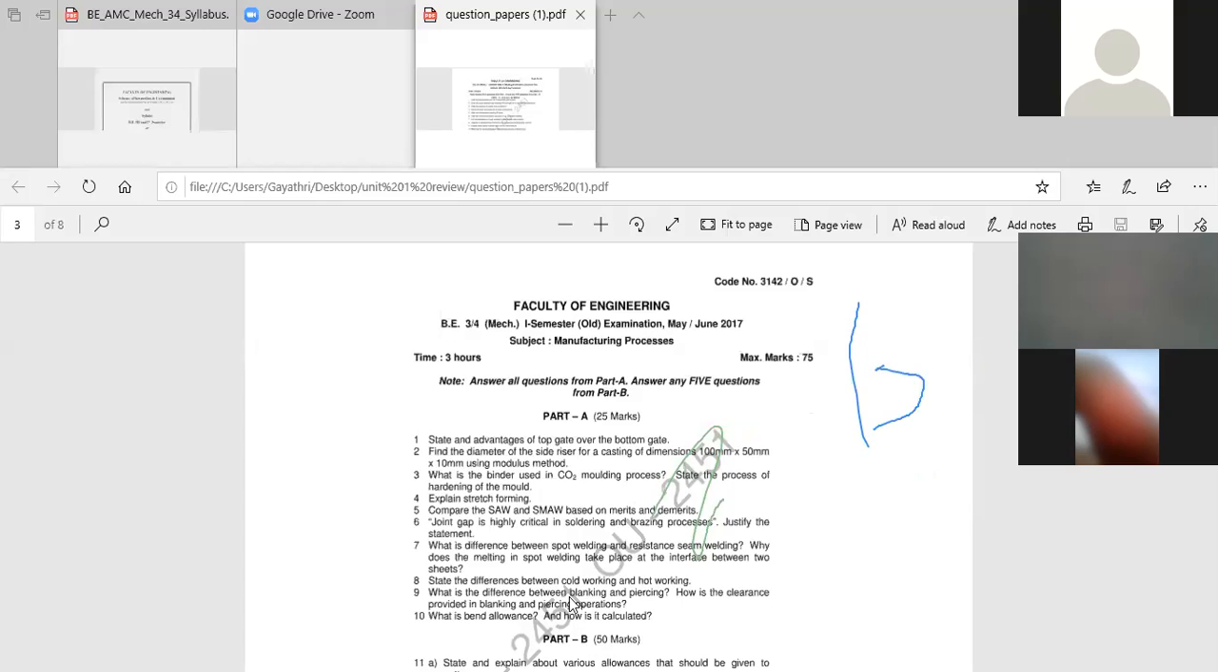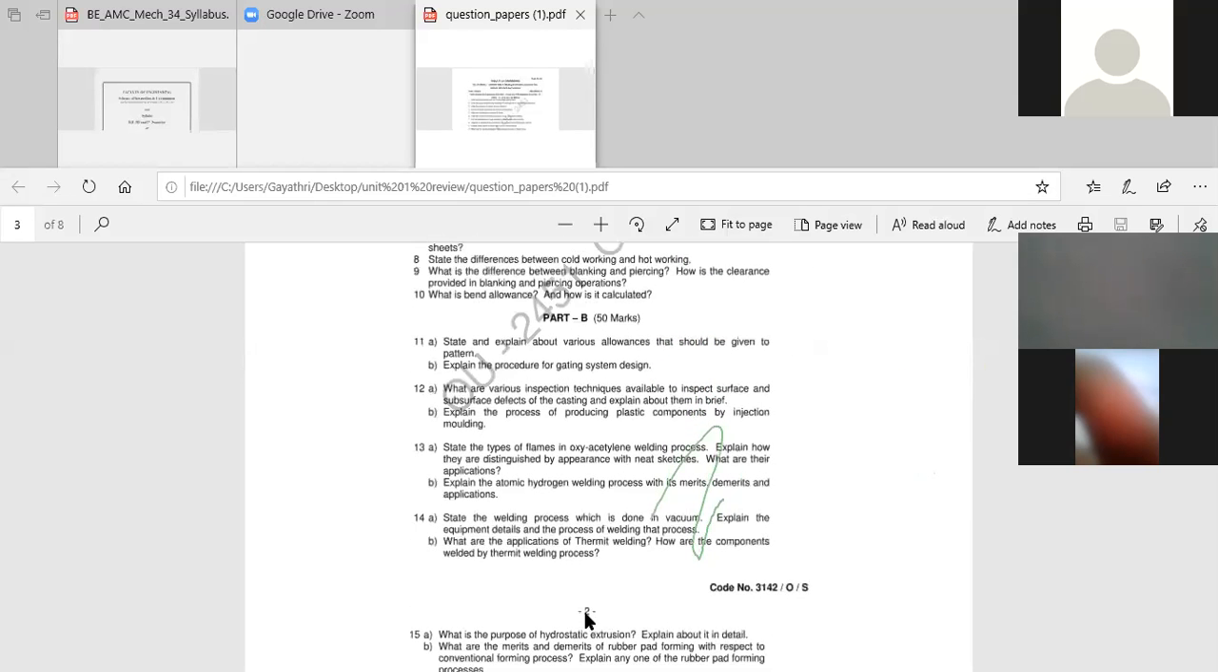Then this problem, the modulus method: please see the formula and substitute it. Just write the formula and substitute it. Modulus method, second question. Then in the essay questions, 11A, again they ask you on the allowance. 11B, they ask you on the gating system design. So please read this question.